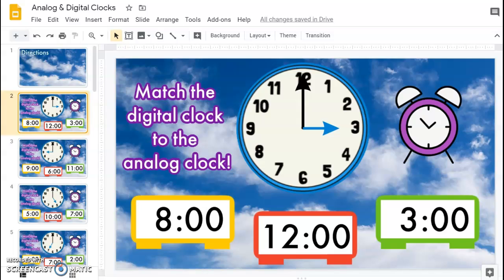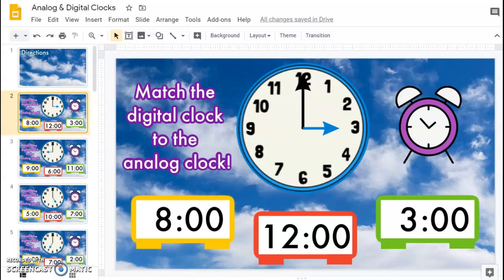This Google Classroom is all about clocks, and today we're going to be matching our analog clock to a digital clock. So the blue clock at the top with all of the numbers that go around in a circle is called an analog clock. The three choices below in the yellow, red, and green clocks are called digital clocks.